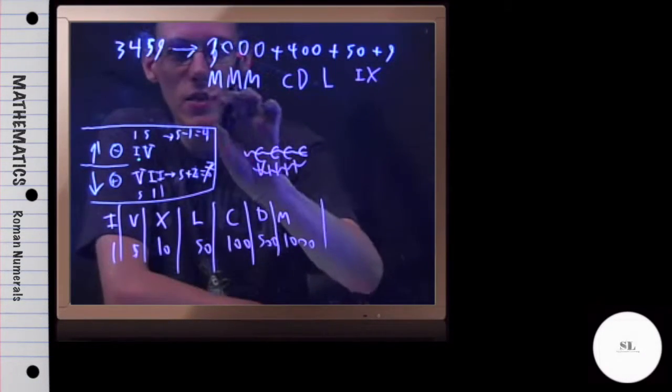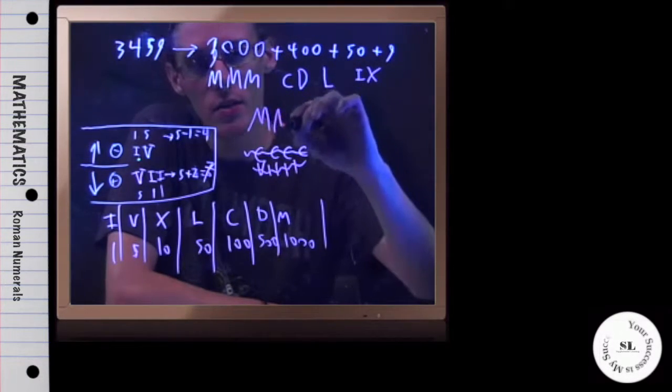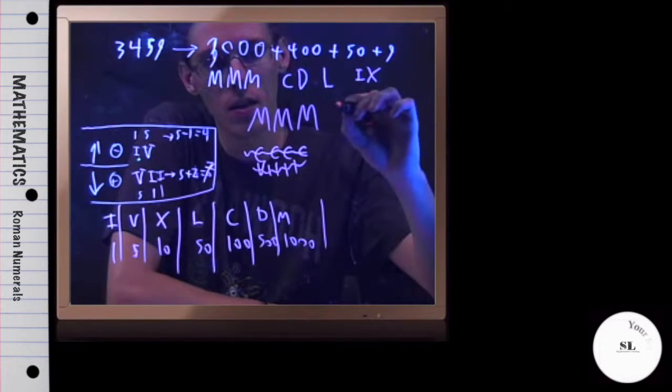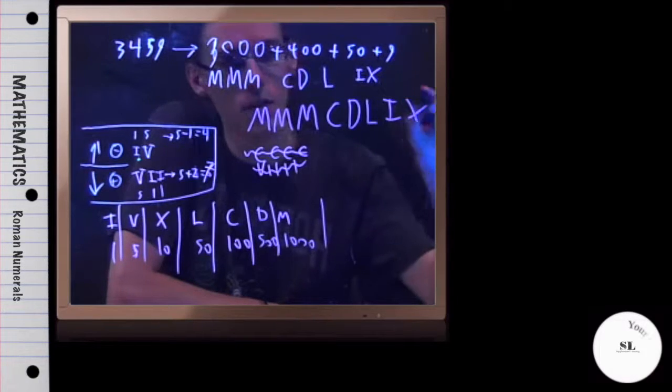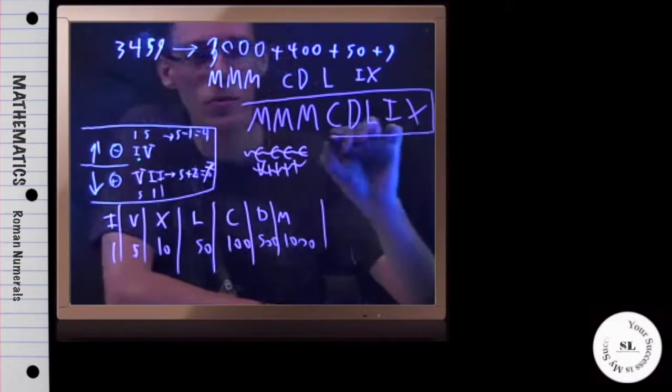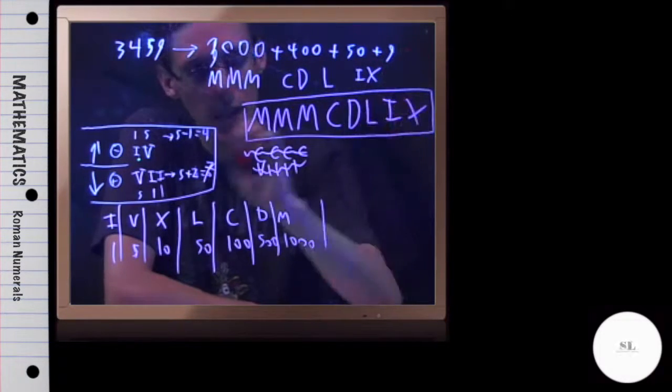And so if I write this more neatly, without all these little weird spaces in there, or weird by Roman standards, this would be M, M, M, C, D, L, I, X. And that is how the Romans would have written 3,459 in their system, and that is that example.